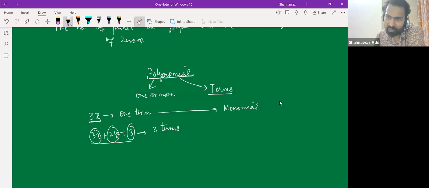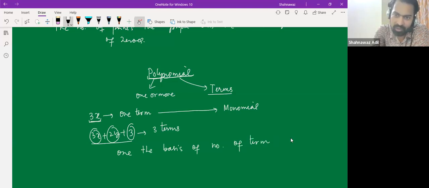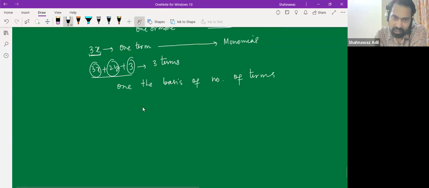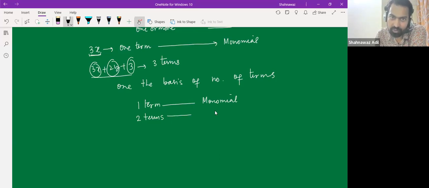On the basis of the number of terms, how are the polynomials defined? First, if we have only one term, this is called a monomial. And if I have two terms, this will be called a binomial.